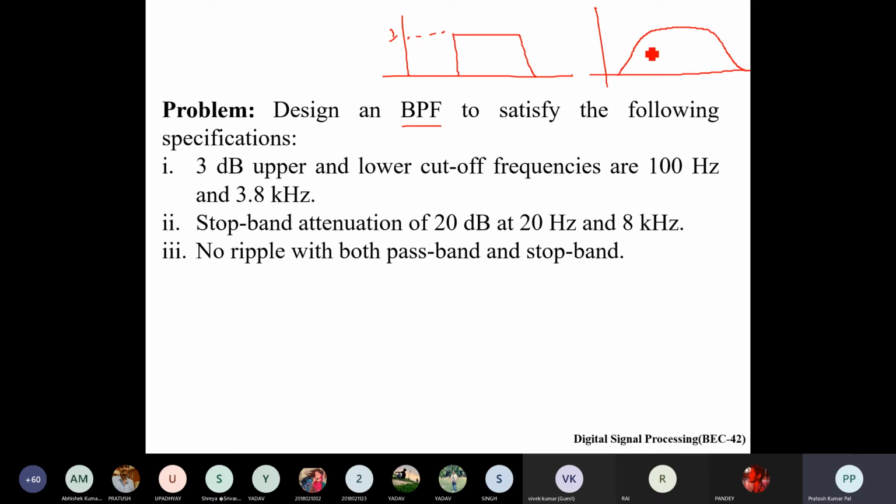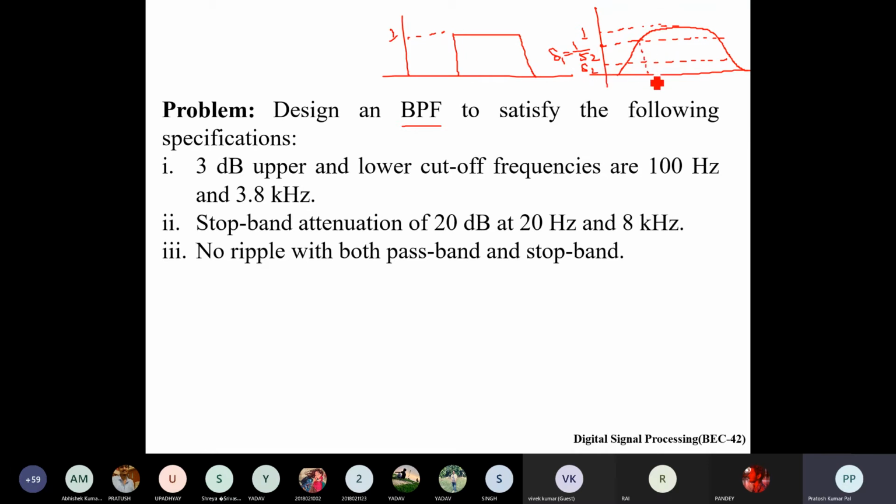So this is the maximum value, that is 1 normalized value. If this value is the cutoff frequency value, it will be 1 upon root 2. So this is 1, this is 1 upon root 2, and this is your delta 1 value, whatever delta 1 value is given, and then this will be your delta 2, that is the stop band attenuation value.